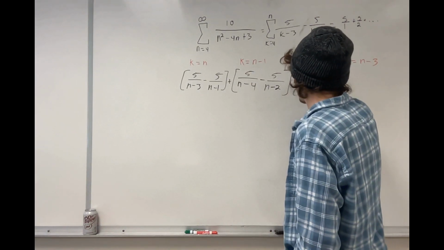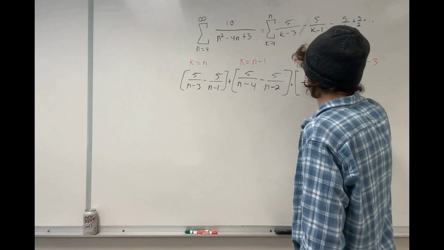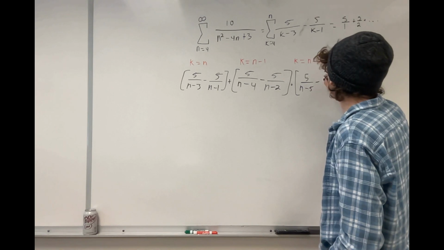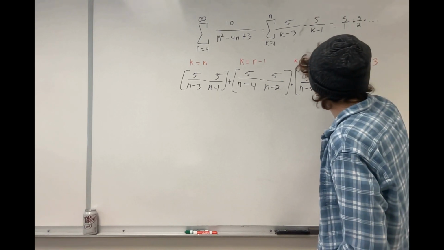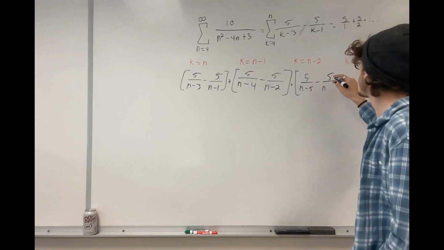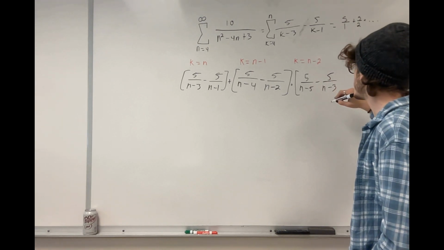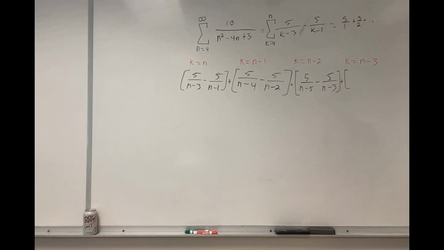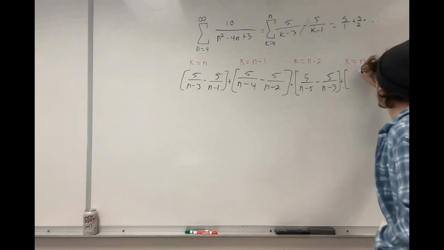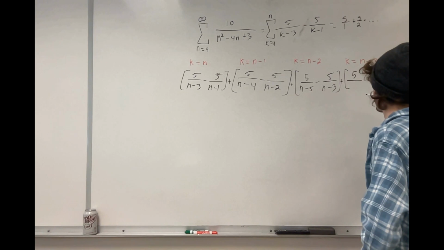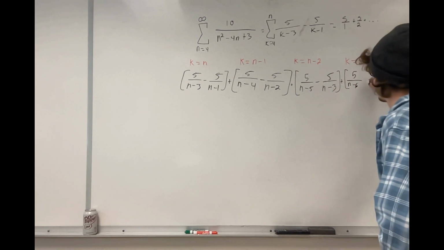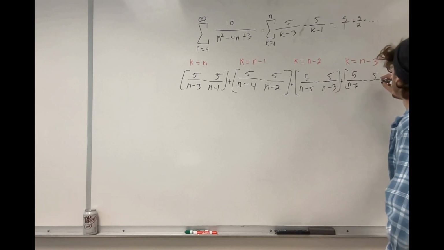Okay? This is going to be added to, we're going to do this again, n minus 2 minus 3, that's negative 5, minus 5 over n minus 2 minus 1, that's minus 3, plus k equals n minus 3. Let's see here, 5 over n minus 3 minus 6, minus 5 over n minus 4.